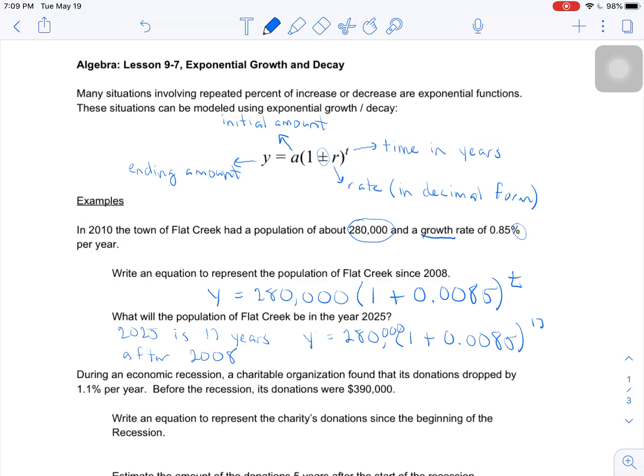Exponent buttons look a little bit different on every calculator. On some calculators it looks like this, on some it looks like this, and on some it looks like a little up arrow, like a caret symbol. So you can look and see what your calculator has.